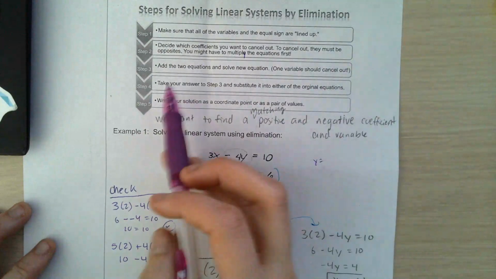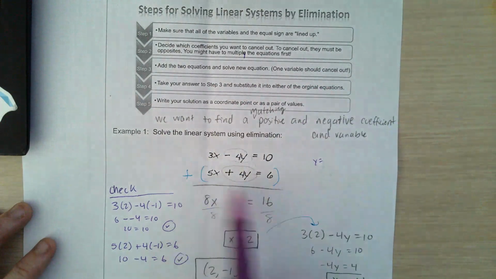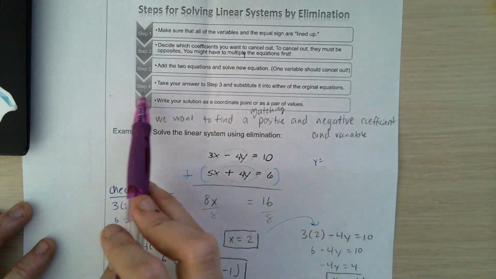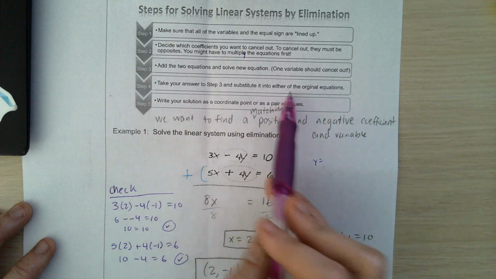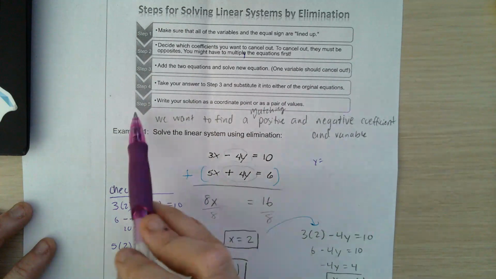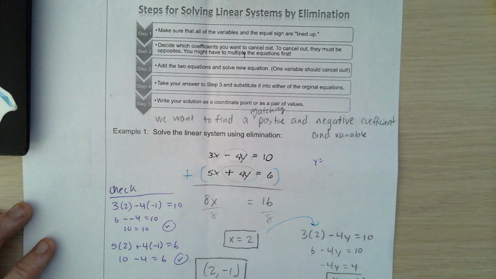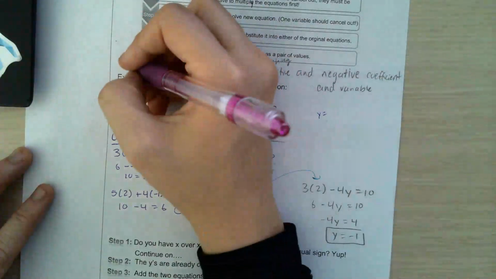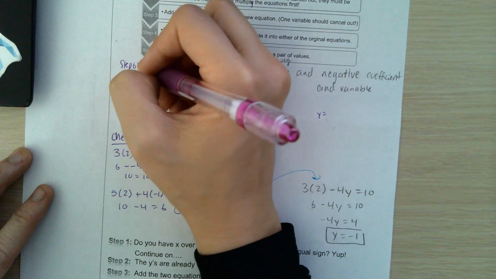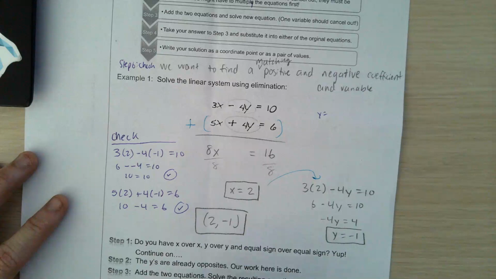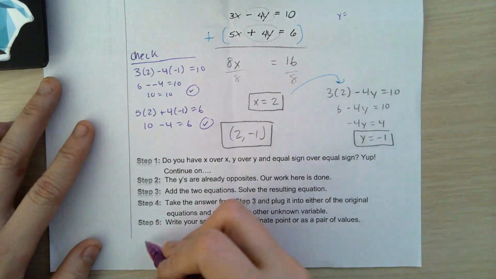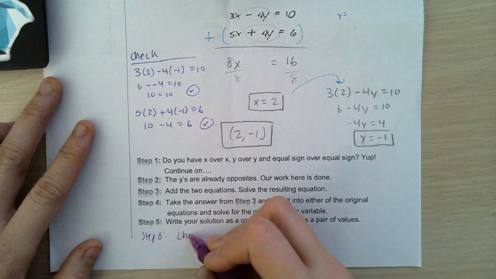Step 3, add the two equations and solve the new equation, right? So we added it and solved for x. Step 4, take your answer and plug it back in. That's how we found y. Step 5, we write it as a coordinate pair. And then step 6, check. Right? Step 6, check.